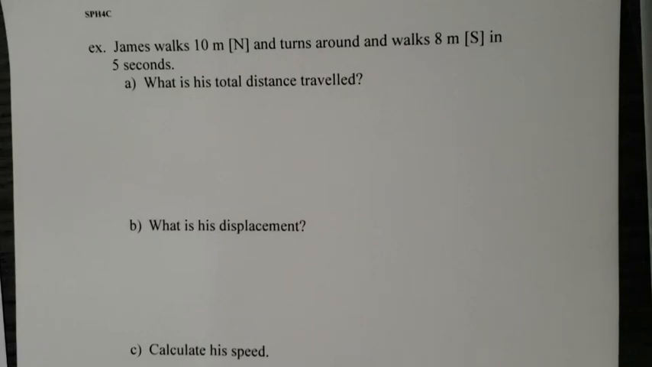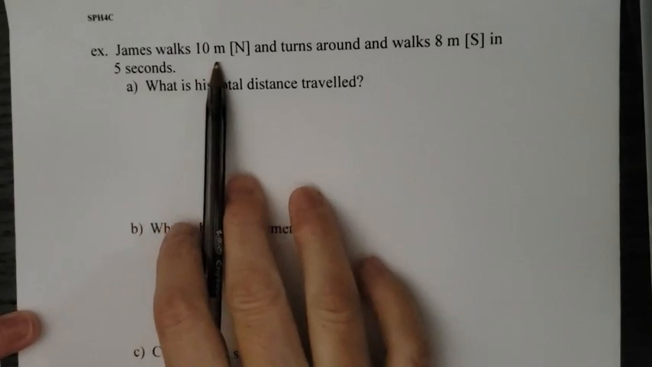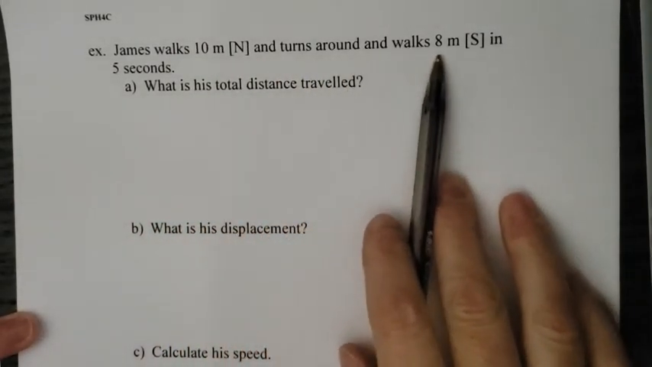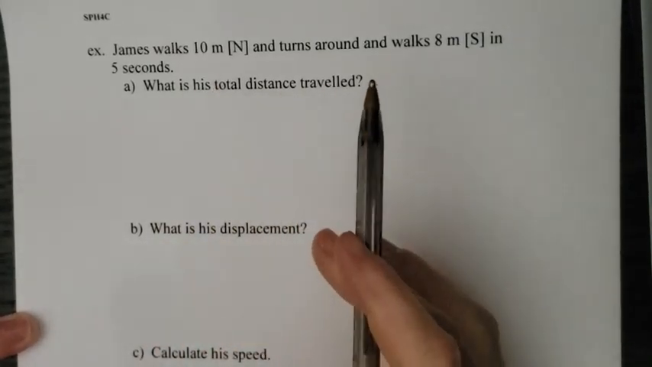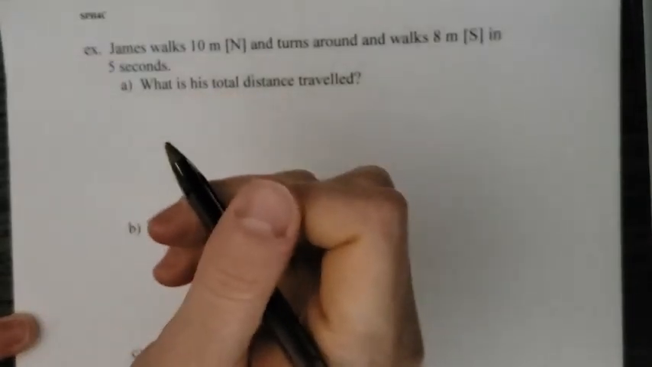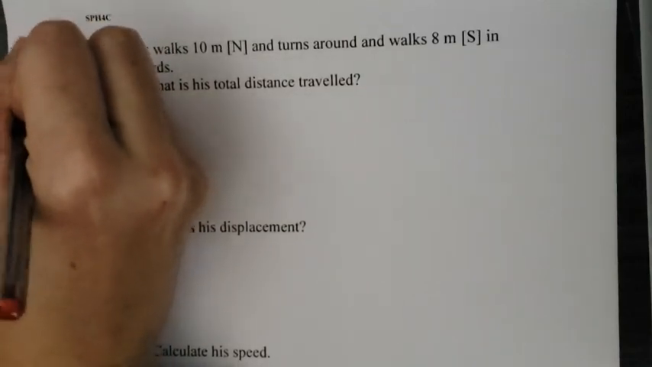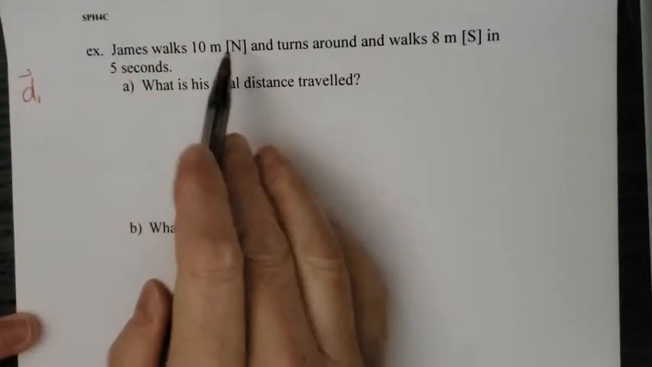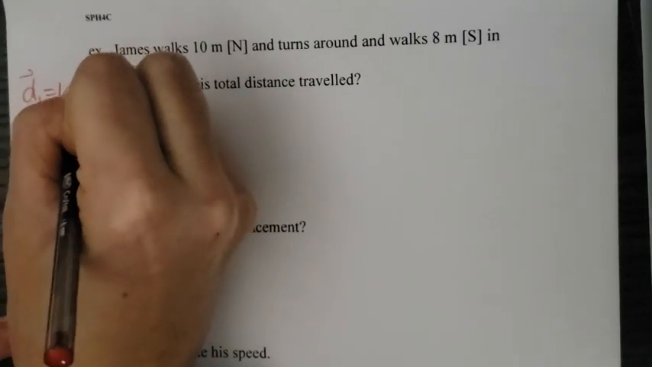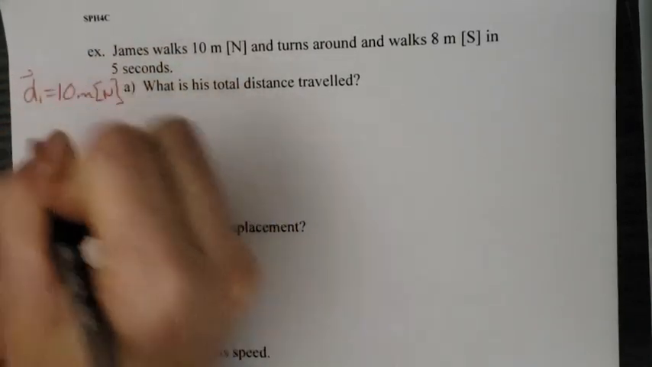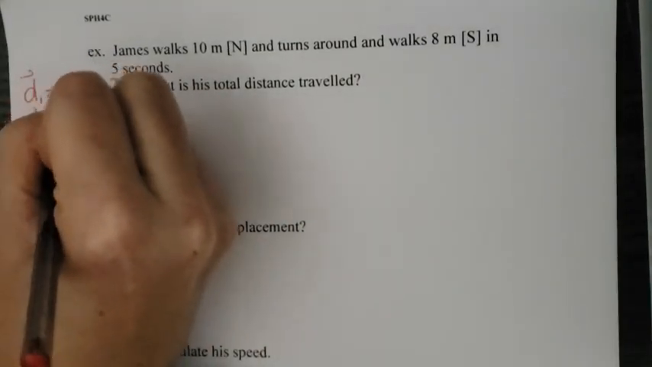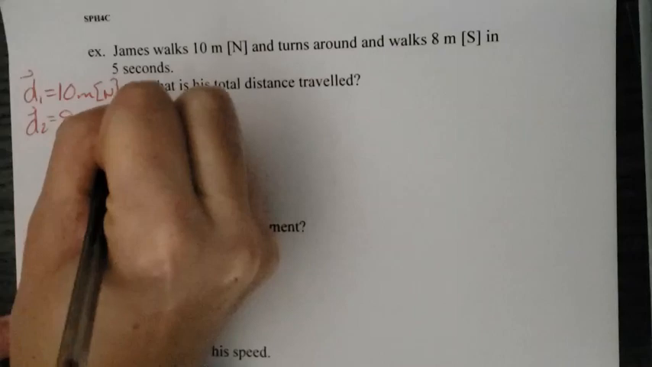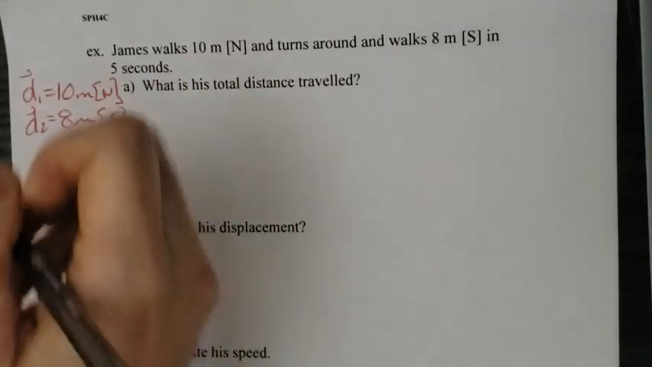We're now going to apply everything we've learned together into one question. It says, James walks 10 meters north and turns around and walks 8 meters south in 5 seconds. The first thing you do whenever you solve any physics problem is write down the given information. So I know that his first displacement, and it is a displacement because there's a direction there, is equal to 10 meters north. Then he turns around and he walks 8 meters south. So that's my second displacement. And the time is 5 seconds.